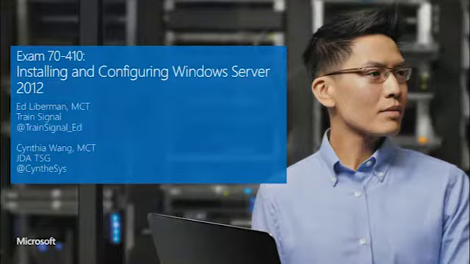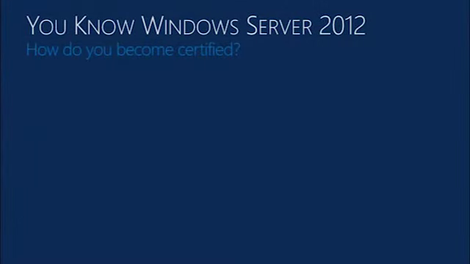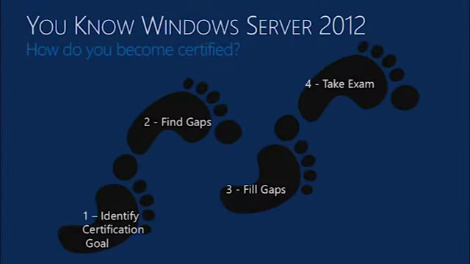All right. Well, the first thing we'd like to go over with you is really what the process is all about when you want to get certified. We have a four-step process here. We start off by identifying your certification goals, and we're going to do that here today. We're going to talk about the different certifications that are available to you. Once you have identified that goal and figured out what exam you're going to take, we have to find where there are gaps in your knowledge.